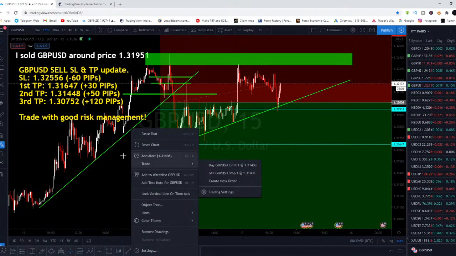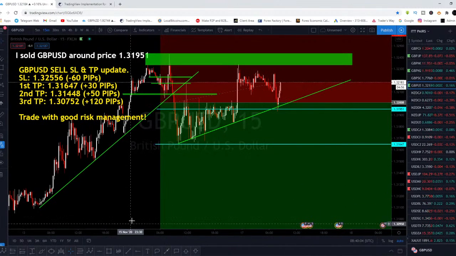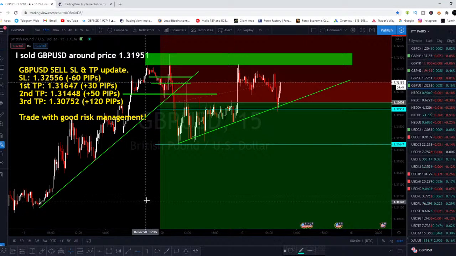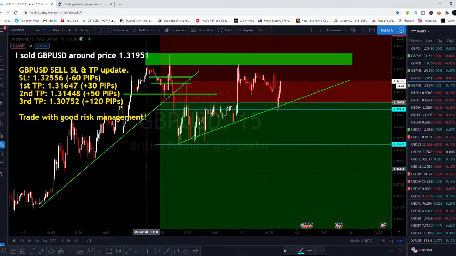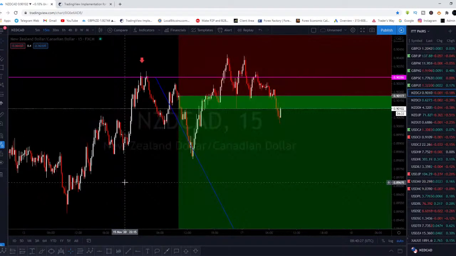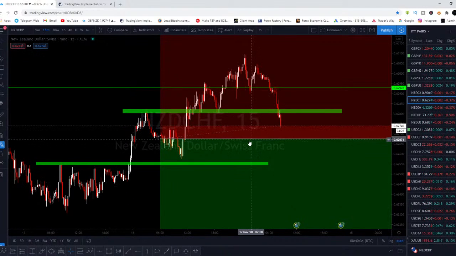Like I was saying, this is the first TP. Our second TP is around price 31448. That's the second take profit. And of course, right now GU is just pushing to the upside. Let me check the other trade. This one as well is trying to push to the upside, but NZDCHF is pushing down to be in profit.